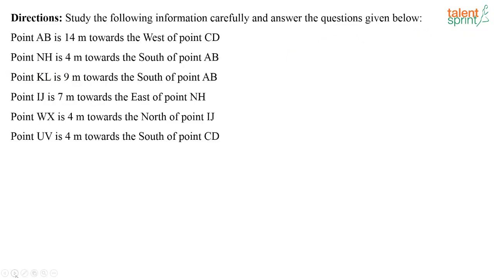Next one. The next question is again on directions. Some information about different points is given, and based on that you have to answer the questions that follow. Let's try this out. What is given here? Point AB is 14 meters towards the west of point CD. If you are confused, you can always draw this on the side so that you don't make a mistake. So this is point AB, 14 meters to the west of point CD.